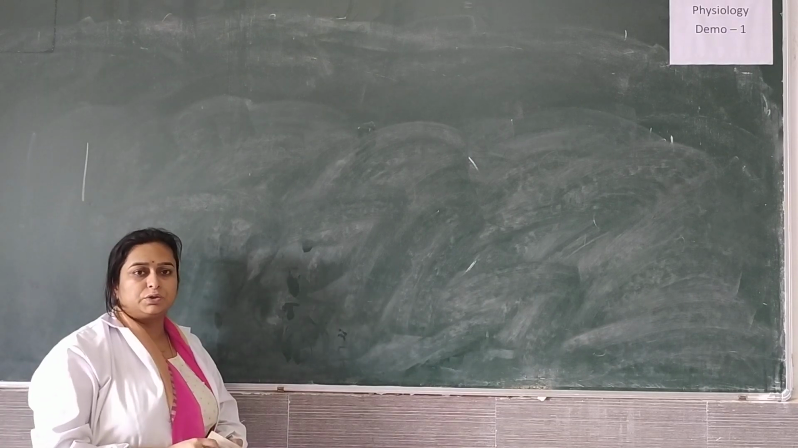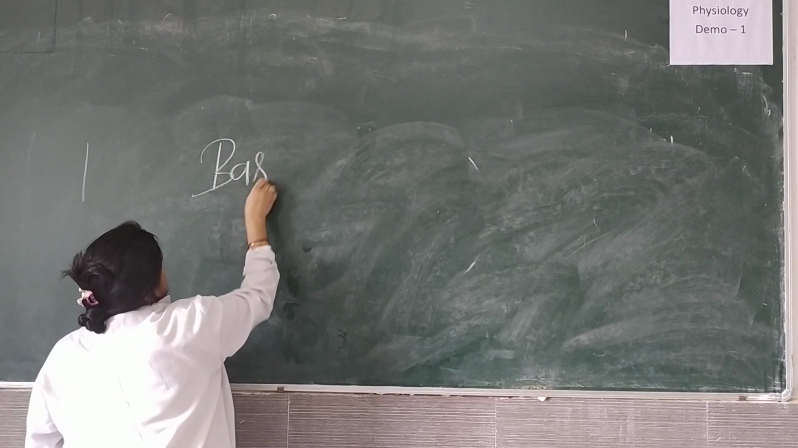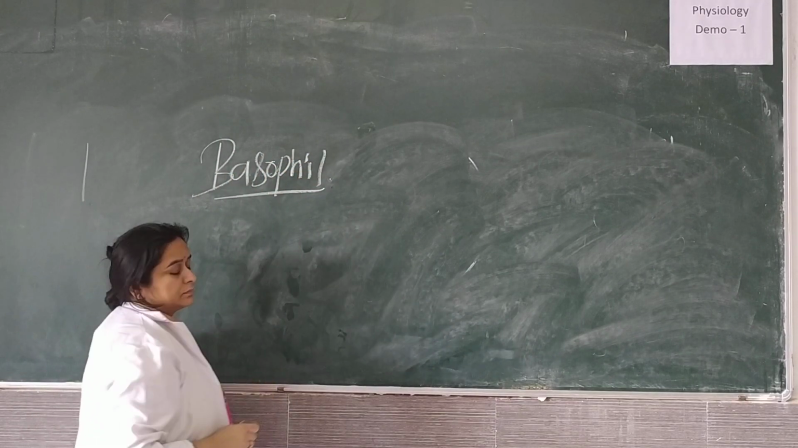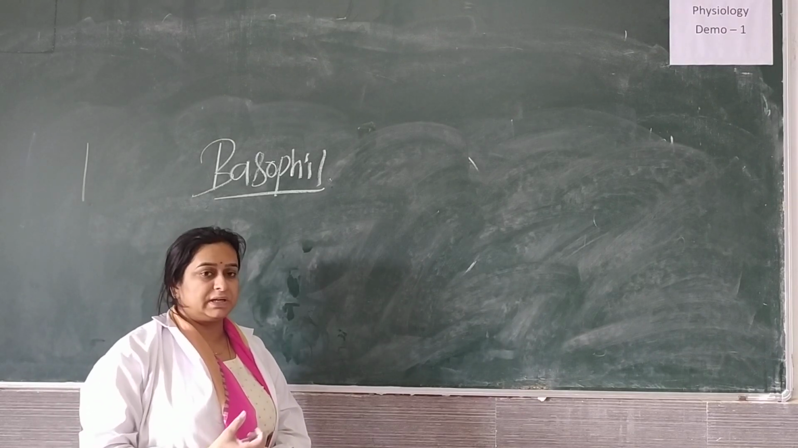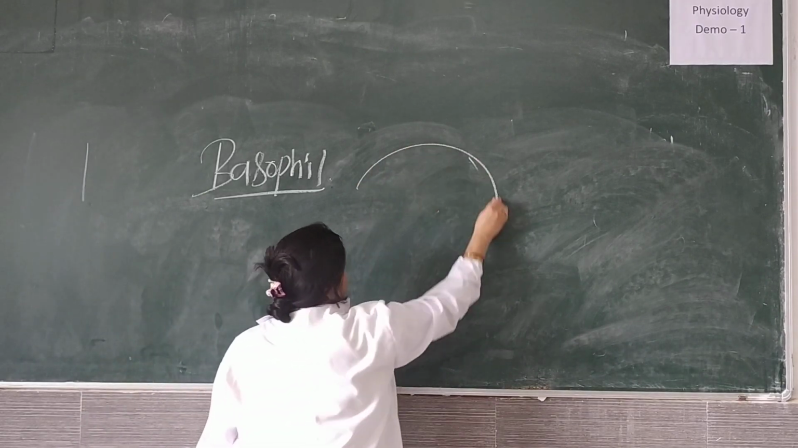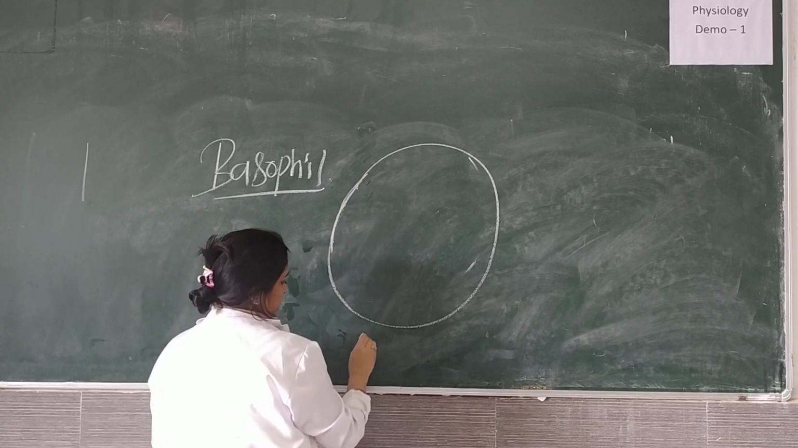Now moving on to the next cell, which is basophil. The granules of basophil take basic stain. The size of basophil is also 10 to 14 micrometer.